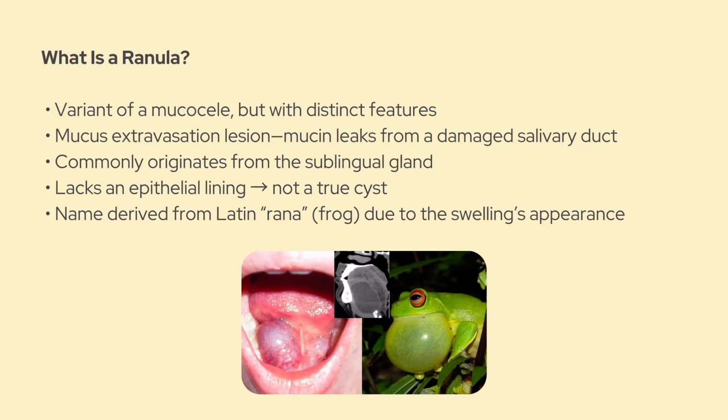A ranula is basically a mucus extravasation lesion. That just means mucin leaks out of a damaged salivary gland duct, usually from the sublingual gland, and it pools into the surrounding tissue. It's not a true cyst because there's no epithelial lining. And actually, the name ranula comes from the Latin word rana, meaning frog, because the swelling under the tongue kind of looks like a frog's belly, like translucent and dome shaped.